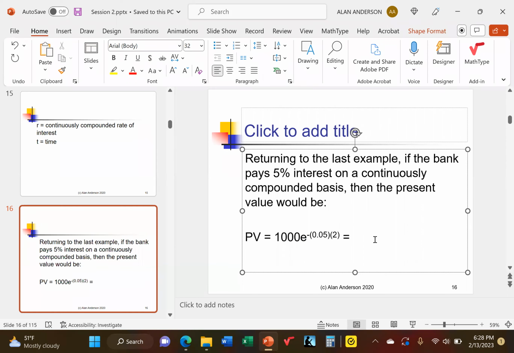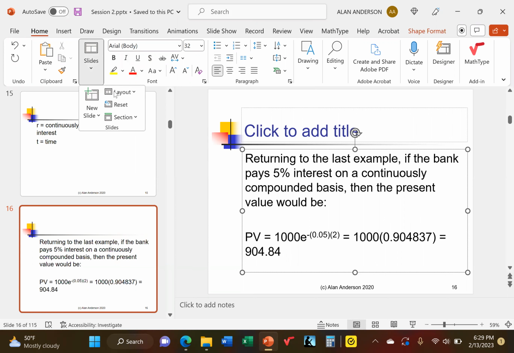And so if you take out your calculator, you'll see there is a button on there somewhere labeled e to the x. So you're going to have 1,000 times 0.904837. When you multiply that by 1,000, your present value will be 904.84, rounding to dollars and cents. So this is the limiting case to how low the present value can go. In other words, it can't go any lower than this because interest is being compounded on a continuous basis.